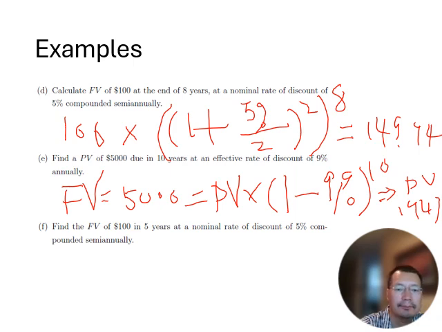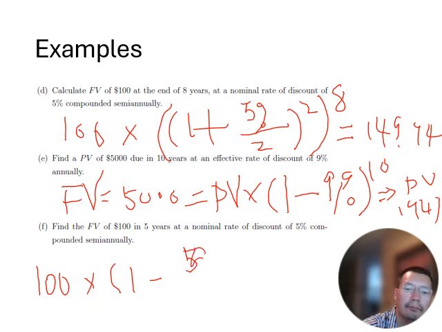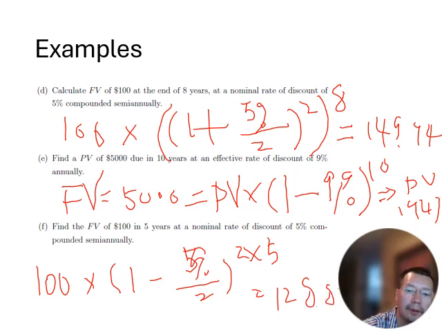Okay. Find the PV of $100 in 5 years at a nominal rate of discount of 5% compounded semi-annually. So 100, again 100, and discount at 5% compound. So times 2, then you will have another fifth power, which is equivalent to 2 times 5 power, which is equal to 128.81.